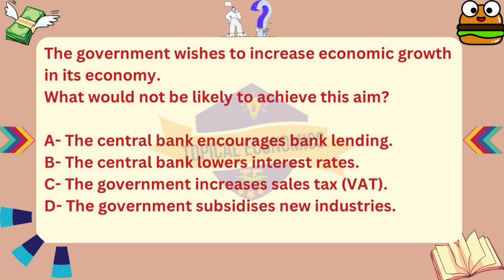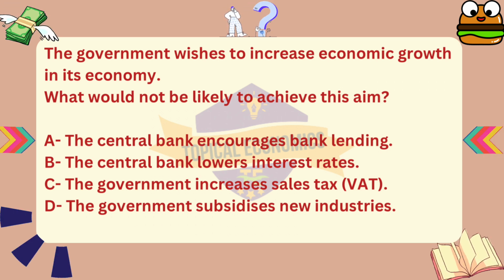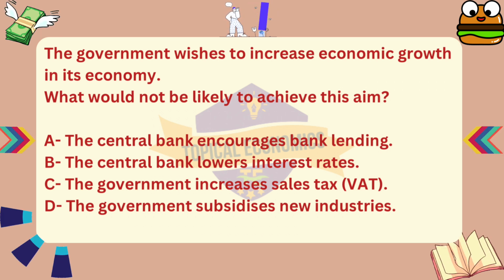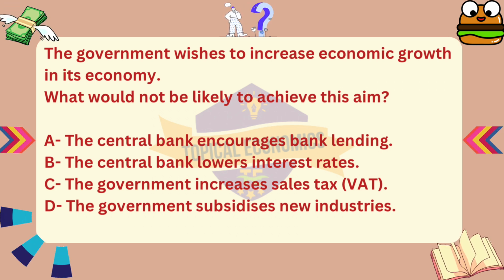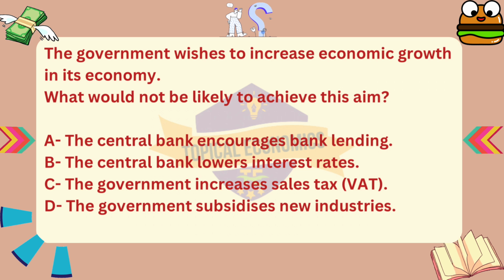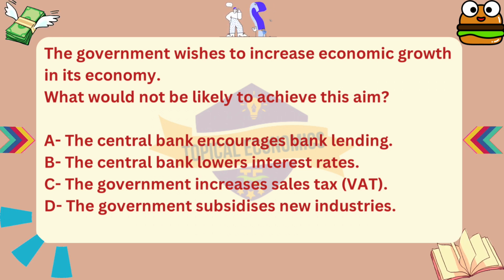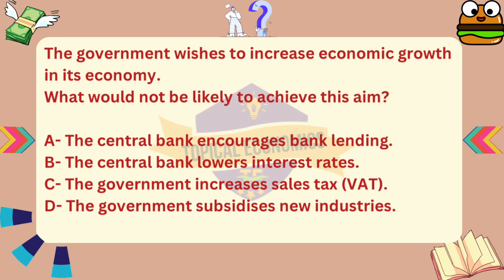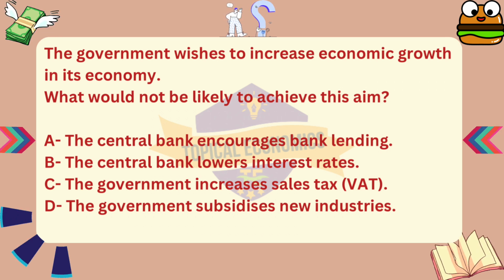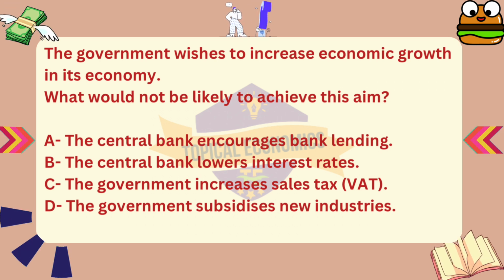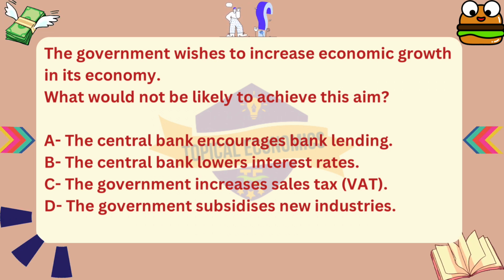In contrast, the other options are likely to promote economic growth. Option A. The central bank encourages bank lending, making credit more accessible to businesses and consumers, which can stimulate investment and spending, leading to higher economic growth. Next, option B. The central bank lowers interest rates, making borrowing cheaper for businesses and consumers, encouraging investment and consumption, which can boost economic growth.